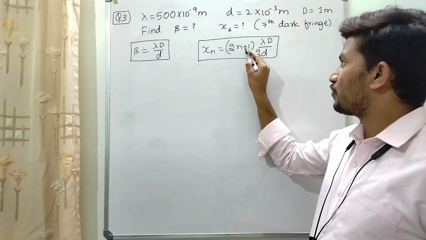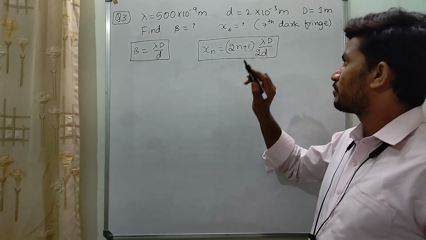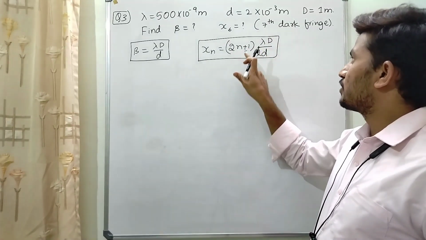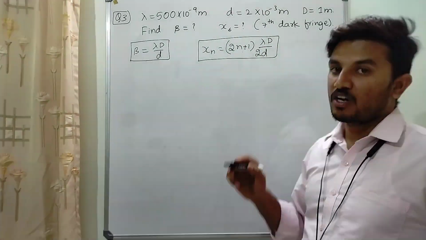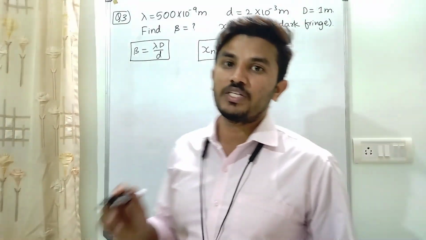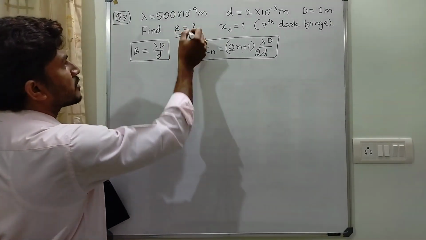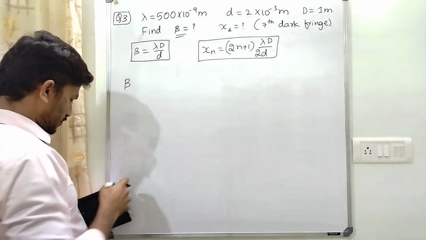I told you, if you are using plus here, take one value less here, n value of 6. If you are using minus here, you can directly substitute n value of 7 for the dark fringe. For a bright fringe there is no confusion. For dark fringe only, you have to change it. Now if you find beta first, we can directly make use of this formula.